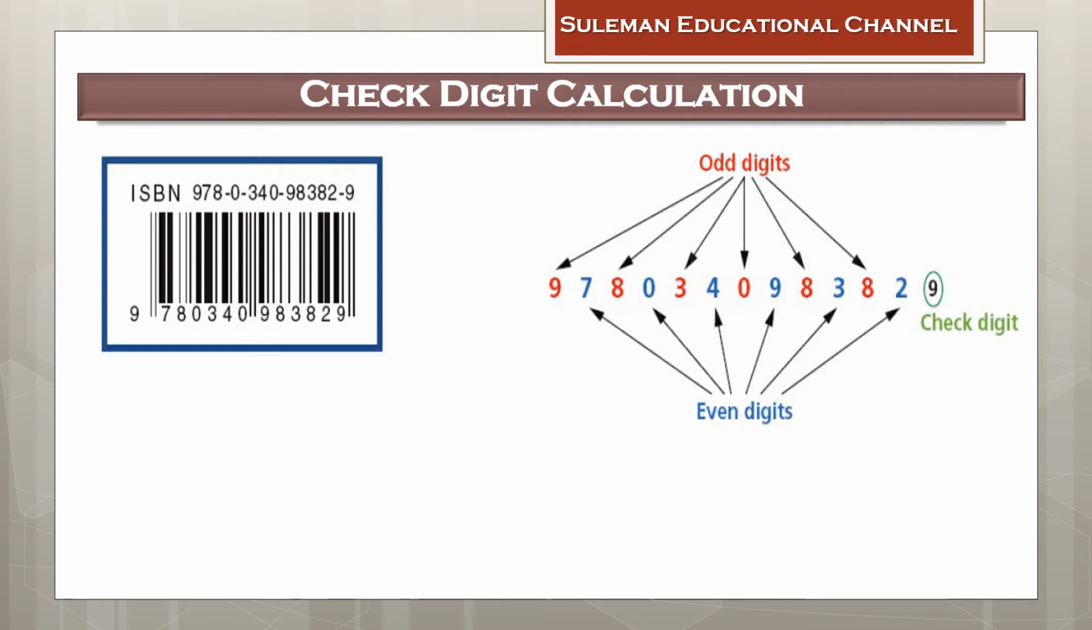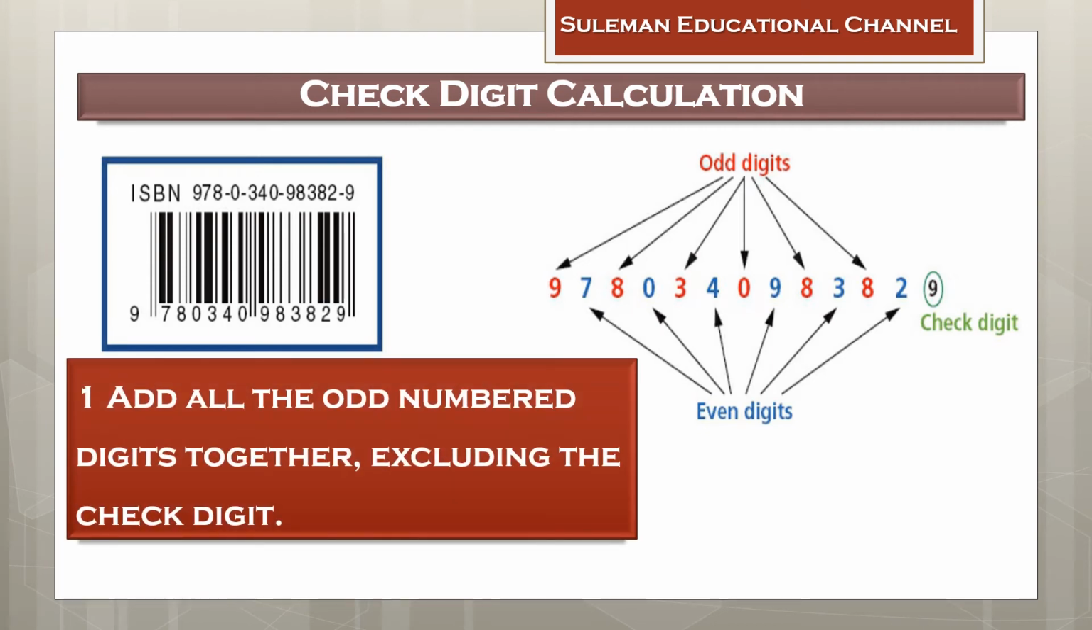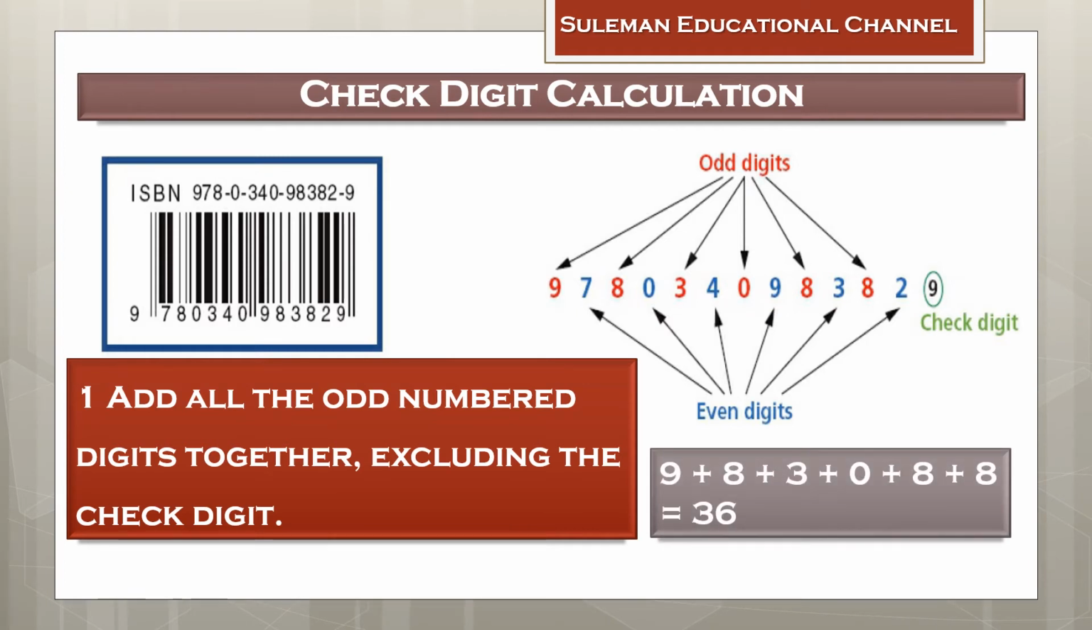The first step is to add all the odd position digits together, excluding the check digit. That is, add all the numbers highlighted in red: 9 plus 8 plus 3 plus 0 plus 8 plus 8, and the result is 36. That is step 1.